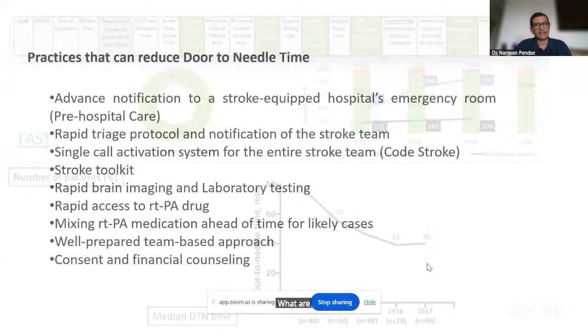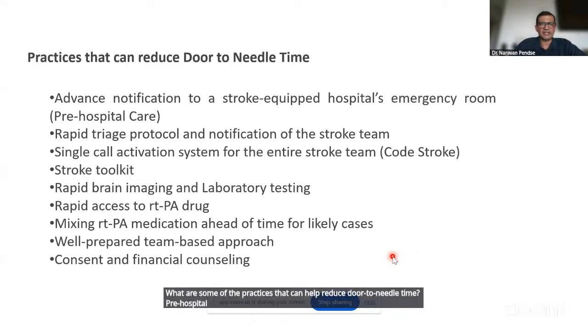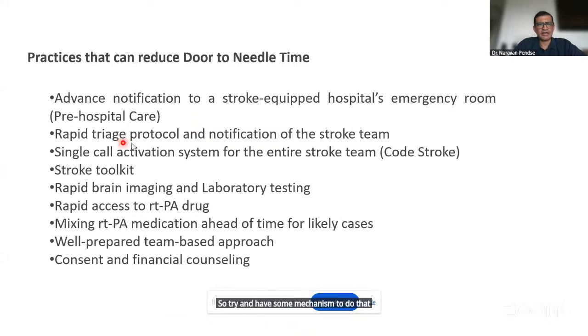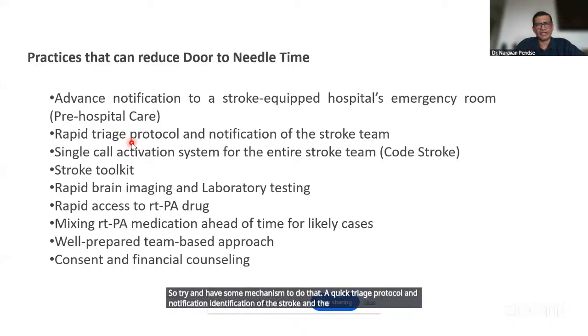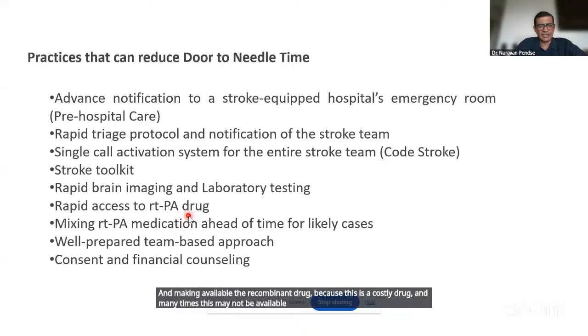What are some of the practices that can help reduce door to needle time? Pre-hospital care or care within the ambulance is very important in improving outcomes in stroke cases. So try and have some mechanism to do that. A quick triage protocol and notification, identification of the stroke and the notification to the stroke team, for example, a code fast or a code stroke as it is called, and making available the recombinant drug, because this is a costly drug and many times this may not be available immediately. So try and have a mechanism in which it can be procured and made available quickly for the patient use.